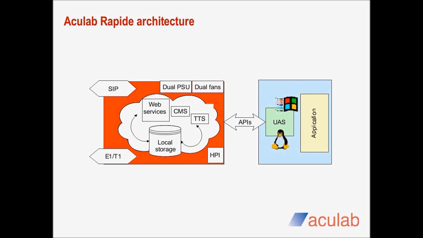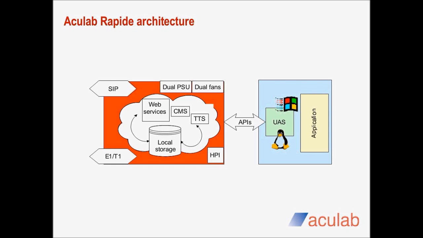Then on the left, the red box, that's the Rapid box. Starting from the left of that red box, you have the SIP and E1, T1 interfaces on the box. Then you have a cloud in the middle, and that's meant to replicate the same technology that's being provided in Aculab Cloud. So there are things like the TTS engine, text-to-speech, storage, and so on. Then you have the dual power supplies and the dual fans, and also the HPI interface for SNMP and so on.